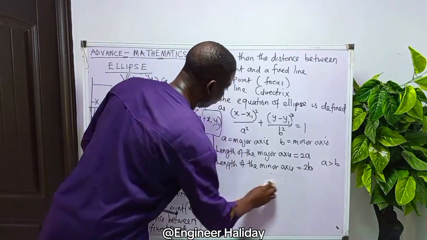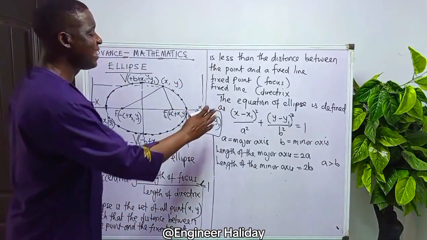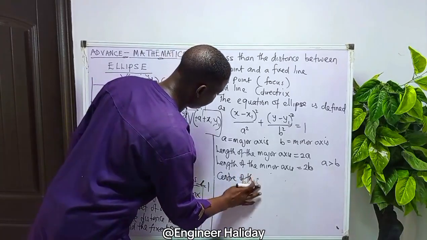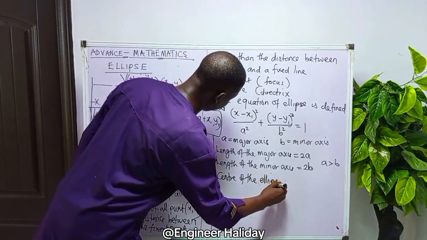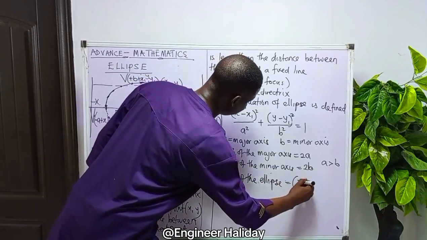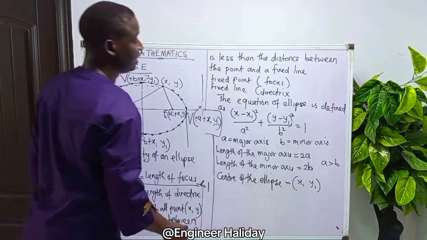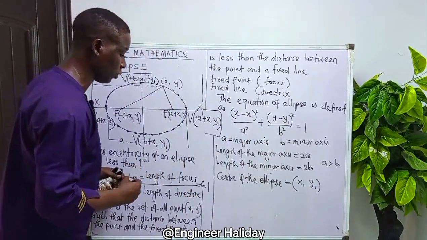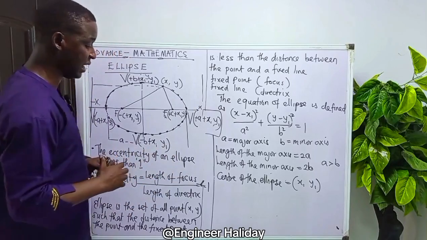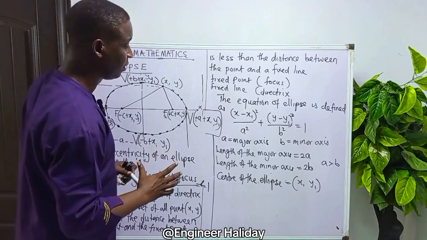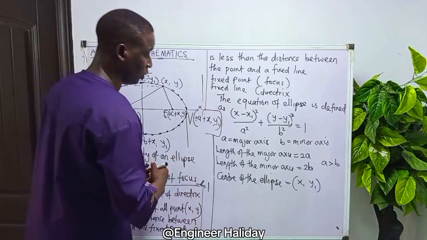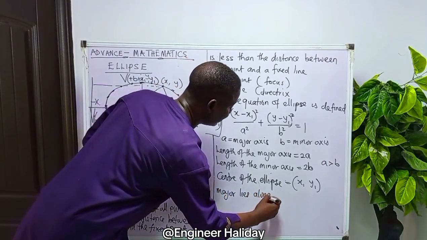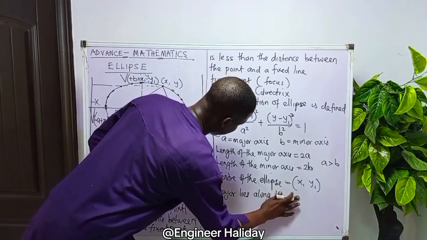Now, the next thing to know is that there is a center here. The center of what? Of the ellipse. The center of the ellipse is equal to (x1, y1). In this case, this is the center of the ellipse. So we can always bring it out from the equation. So having known the center of the ellipse, don't forget I told you that the major lies along the x-axis.